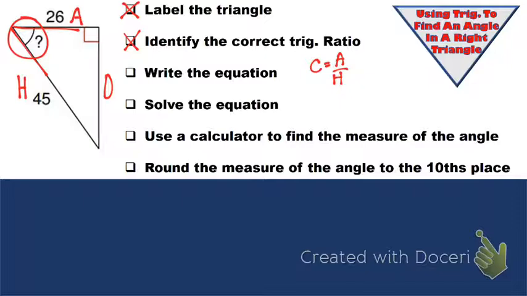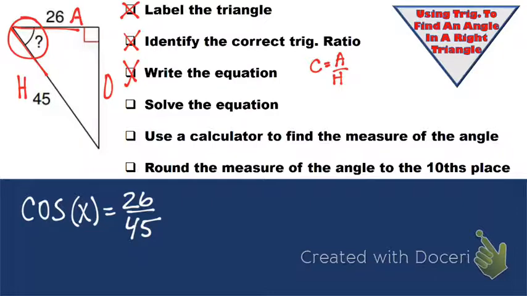So we've labeled the triangle, and we've identified that in this problem, we're going to use cosine equals adjacent over hypotenuse. Now we need to write the equation. So our equation will be cosine of the angle, but the angle is the variable on this problem, equals the adjacent, which is 26, over the hypotenuse, which is 45. And so step number 3 was to write the equation. We just wrote the equation.